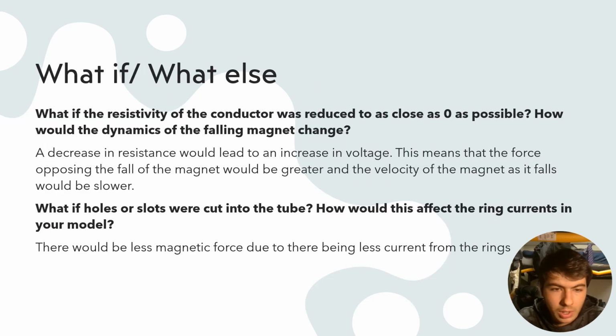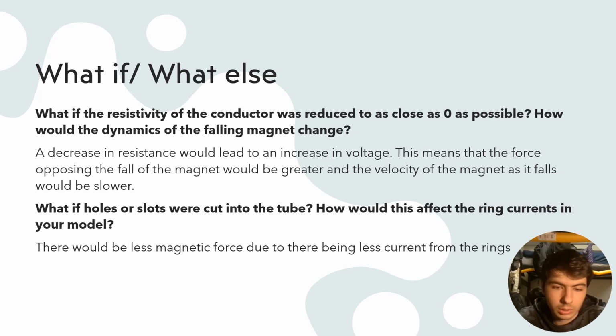And what if or what else? What if the resistivity of the conductor was reduced to as close to zero as possible? How would the dynamics of the falling magnet change? A decrease in resistance would lead to an increase in voltage from V equals IR, Ohm's law. This means that the force opposing the fall of the magnet would be greater and the velocity of the magnet as it falls would be slower.